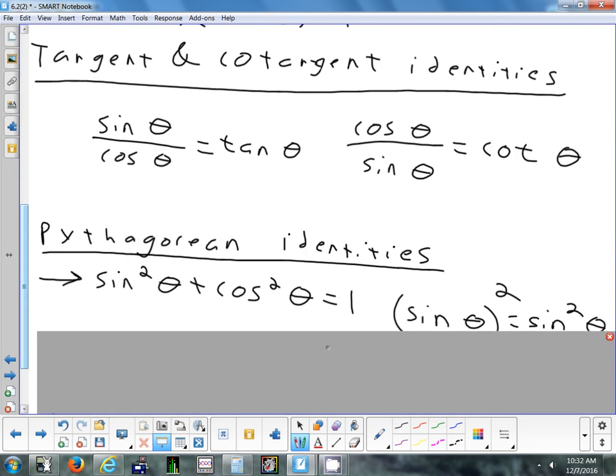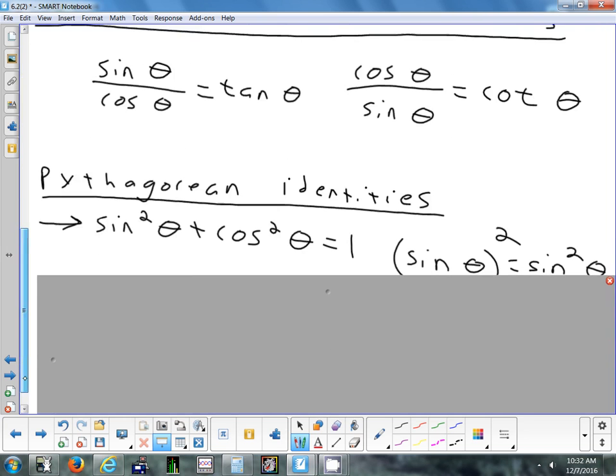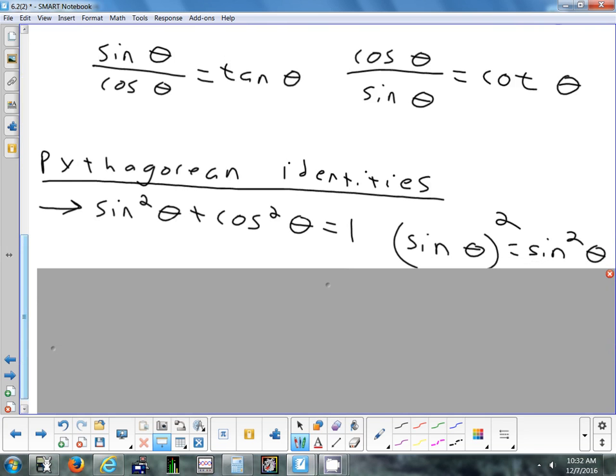The first one is sine squared plus cosine squared theta equals 1. And if you're wondering what it means if you put the 2 like that, it means what's on the right. Sine squared theta means to take sine of theta, get the answer, and then square that value. That's how they usually write it on paper. That's how I have to type it in on a calculator.